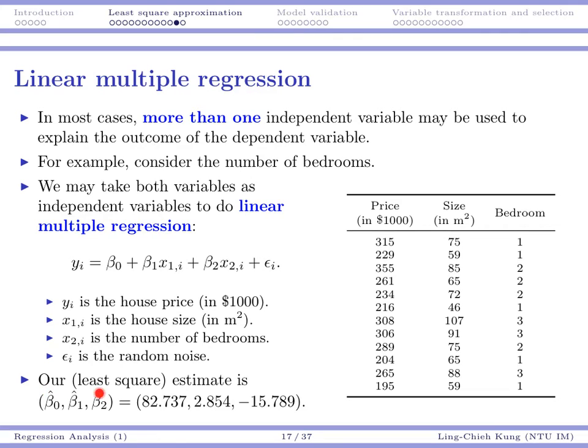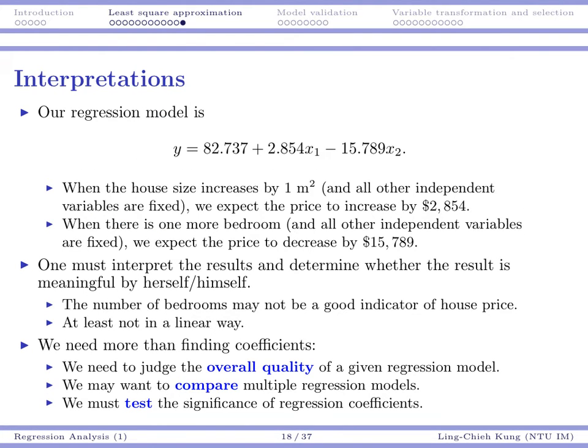Okay, so we can do our estimation and calculate the optimal beta hat 0, beta hat 1, and beta hat 2 as these three numbers: 82, 2.8, and negative 15. So we get our regression model. If this is really the fact, then what does that mean? When the house size increases by 1 square meter, we expect the price to increase by around 2,800. You can see that this number becomes larger than in the previous example. Previously it was around 2.2, but now it becomes 2.8. That difference is possible because now we have another variable that does not exist in the previous model.